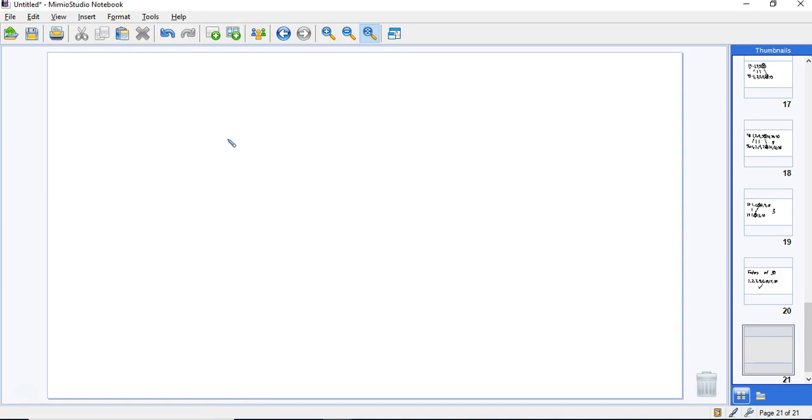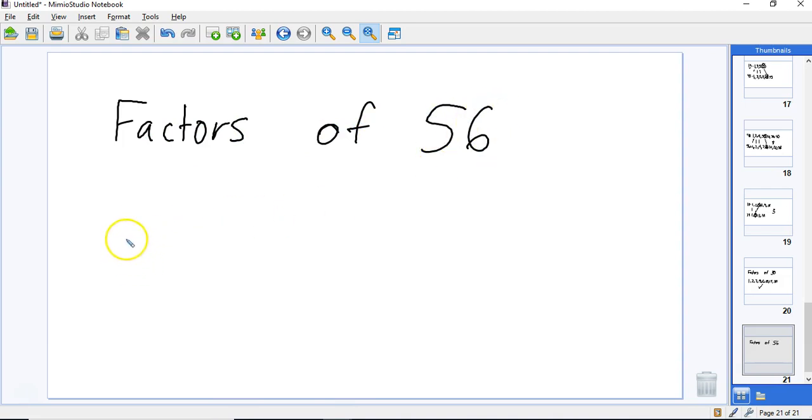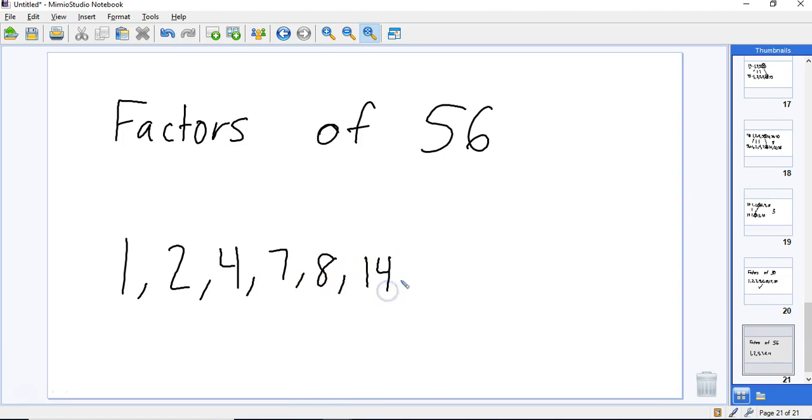Then we move on to the factors of 56, which we've already done already, so we should know. Factors of 56. We've got 1. We've got 2. And then 7, and 7 times 8 is 56. 4 times 14 is 56. 2 times 28 is 56. And 1 times 56 is 56.